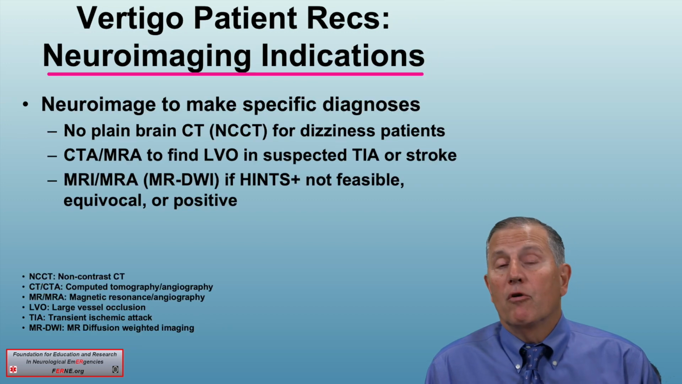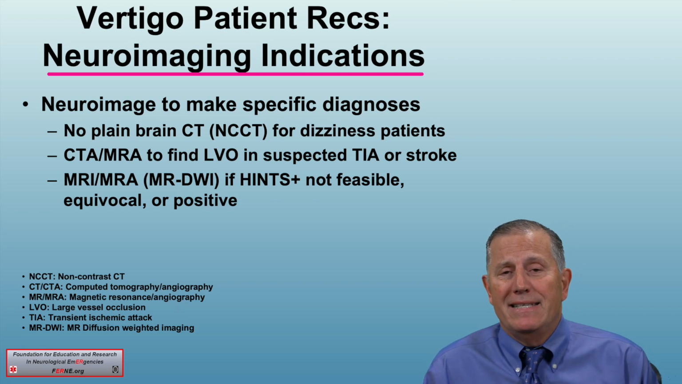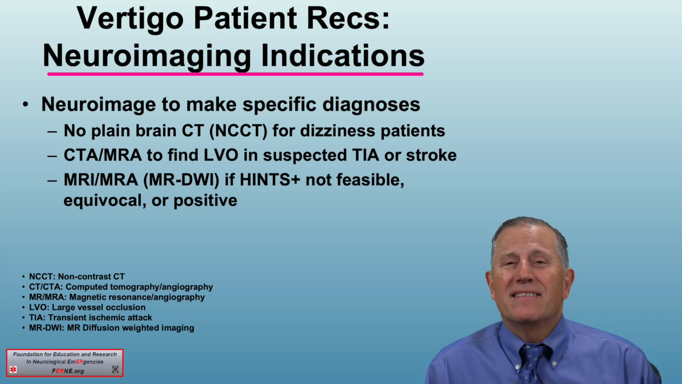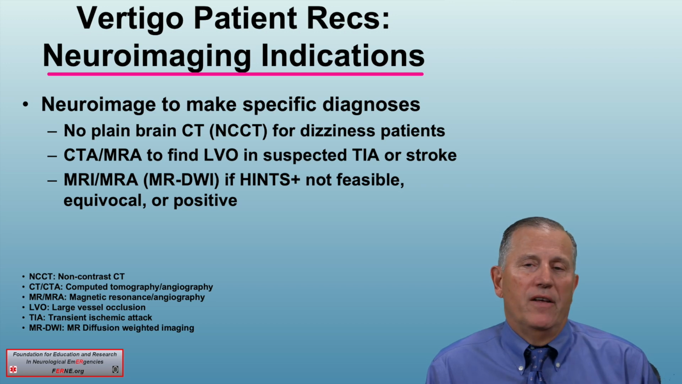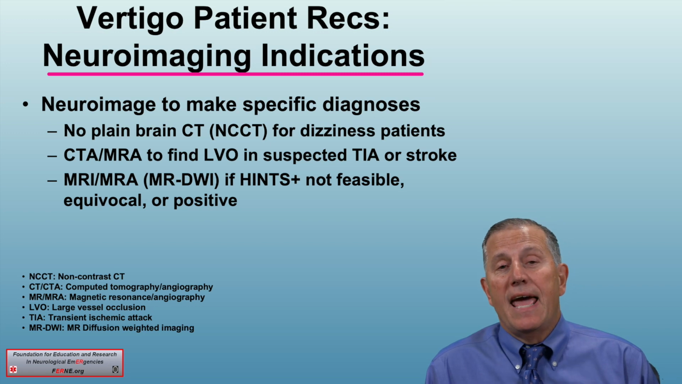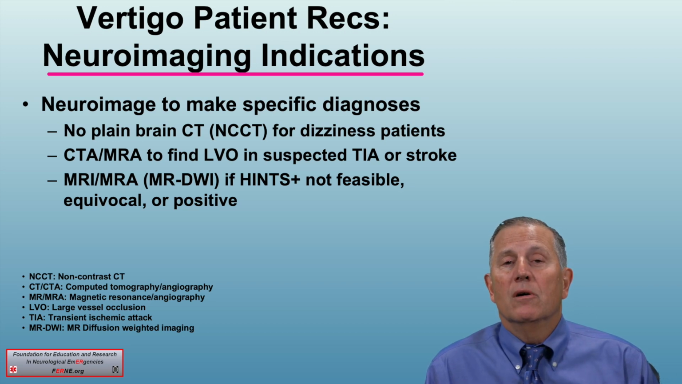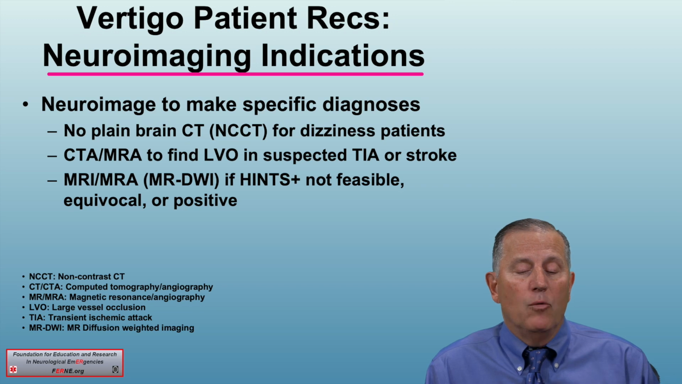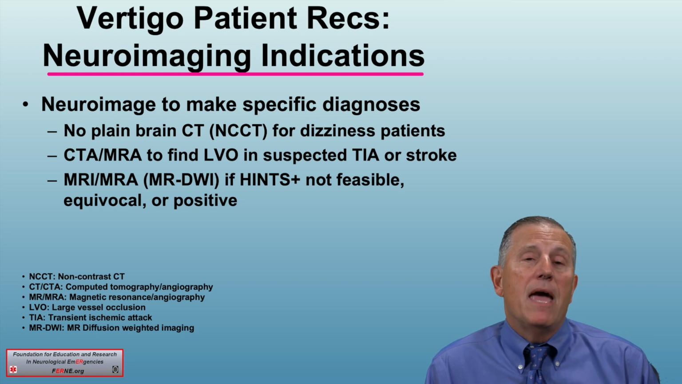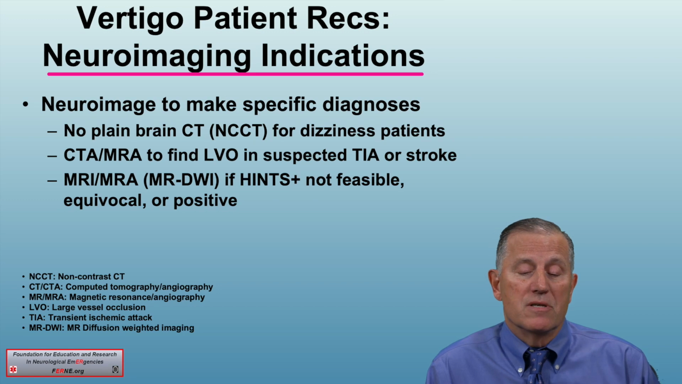Regarding neuroimaging for specific diagnoses, we know that the plain brain CT or non-contrast CT as a test for dizziness is most often not helpful and not indicated. We know that CTA or MRA can be used to look for large vessel occlusion in TIA and/or stroke patients who come in with vertigo. And we know that if the HINTS test is not possible or feasible or even equivocal, it may be necessary to do MRI, MRA testing in these vertigo patients.